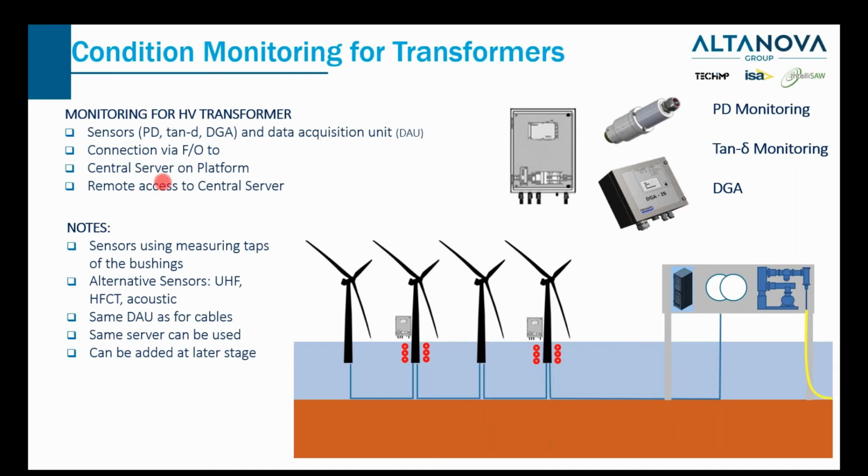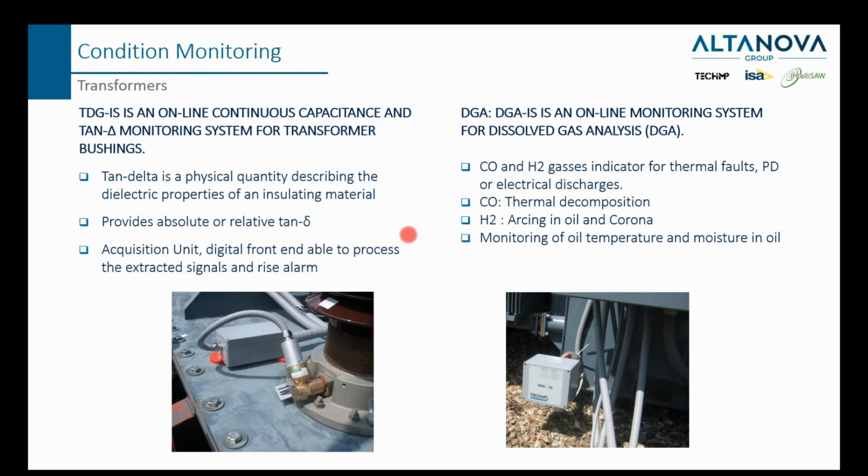So the condition monitoring for transformers is a little bit more complicated. Besides the PD monitoring, as we mentioned, if we use a tap adapter, we can also monitor the tan delta and the change of capacitance. Another thing that most transformer monitoring will use is the DGA, dissolved gas analysis. In the typical configuration, we provide carbon monoxide and hydrogen gas indicators for thermal faults or PD and electrical discharges.